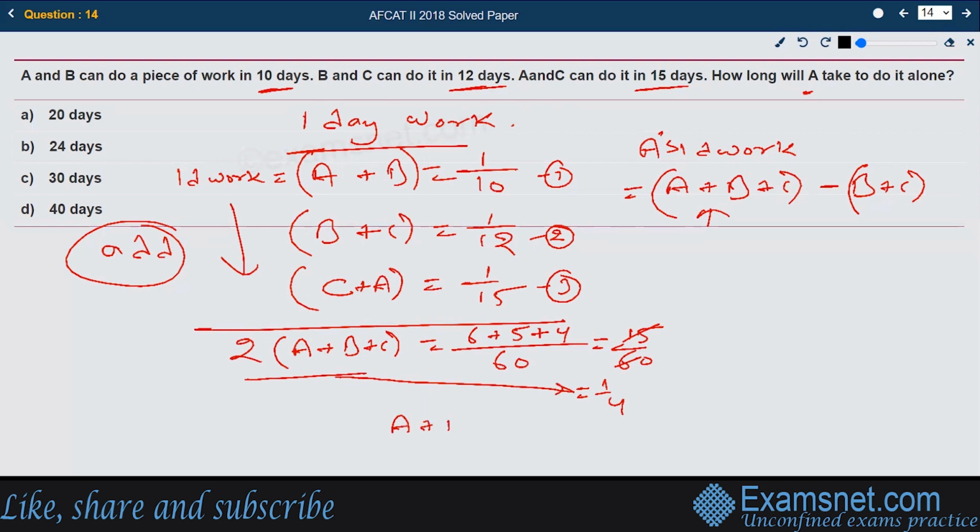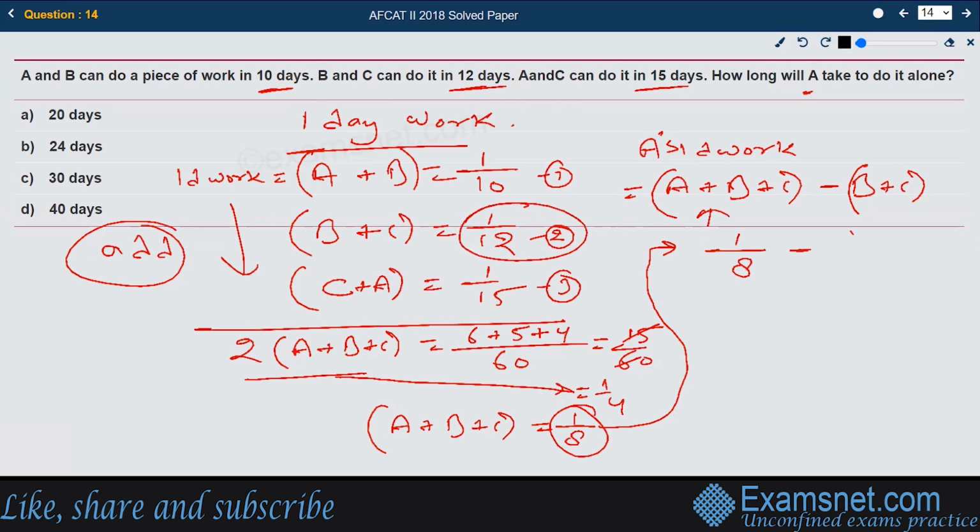So A plus B plus C is, this 2 has to come down in the denominator on the right hand side. So it's 1 by 8. So A plus B plus C combined value is 1 by 8. Let me use this A plus B plus C value here. So A's 1 day work is going to be 1 by 8 minus B plus C's 1 day work that was used in equation number 2, so 1 by 12. If I further solve this, the LCM of 12 and 8 is going to be 24. So 8 threes are 24, minus 12 twos are 24. So it's going to be 1 by 24. So A's 1 day work is going to be 1 by 24.